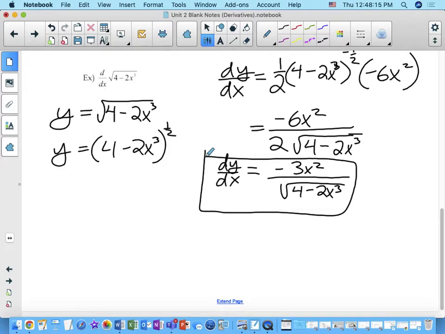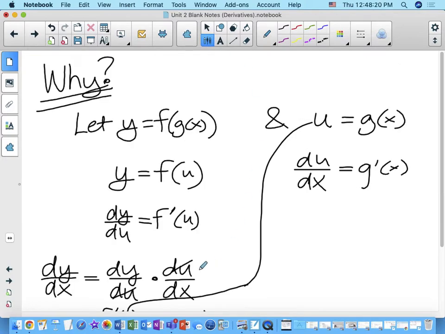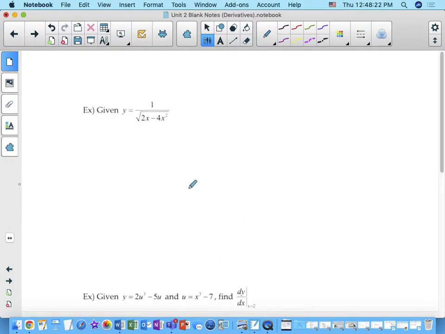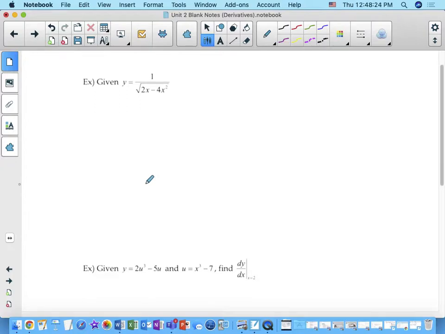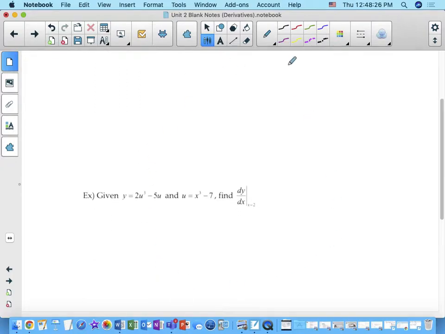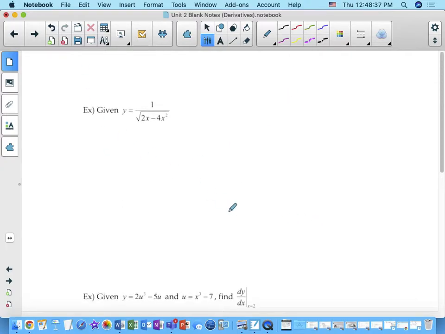Okay, so we're going to do a bunch of examples, because really the way that you get good at doing the chain rule is to practice it a lot, because the tough thing is recognizing the outer function and the inner function. Okay, so here's another one.